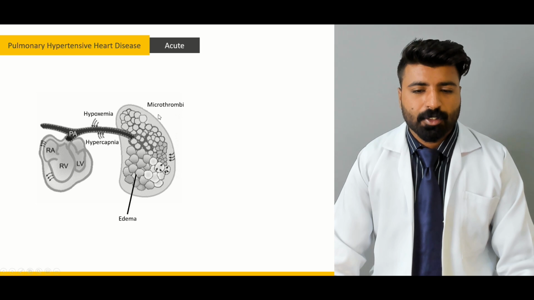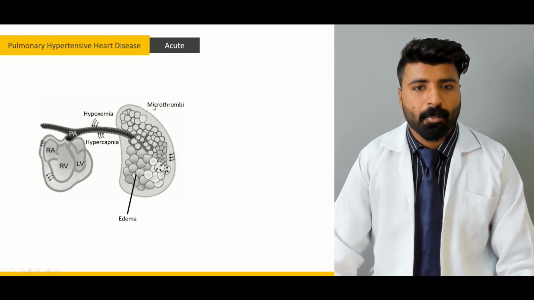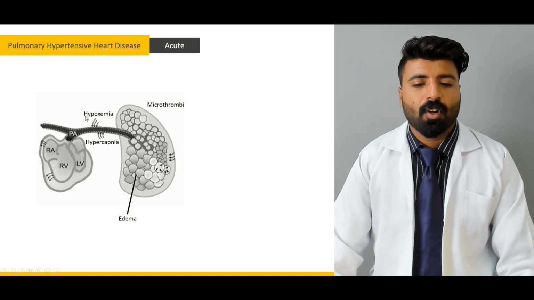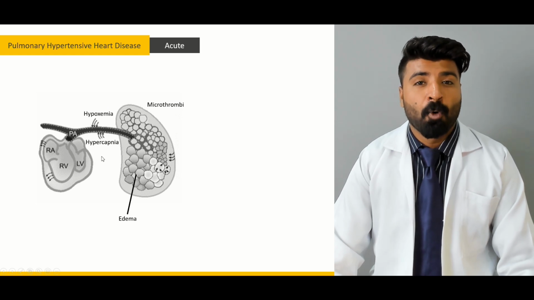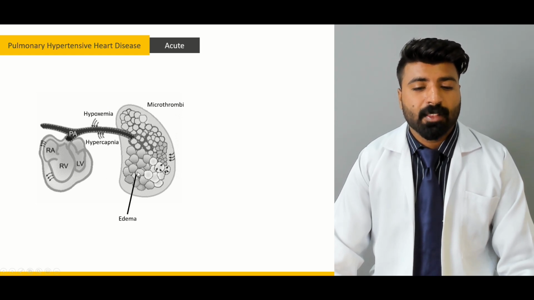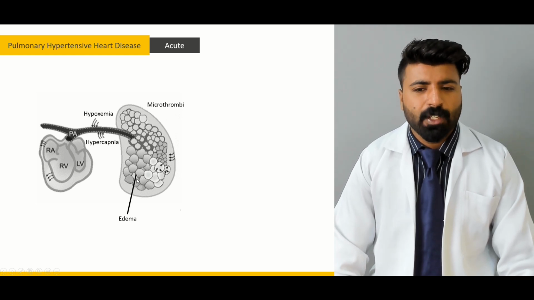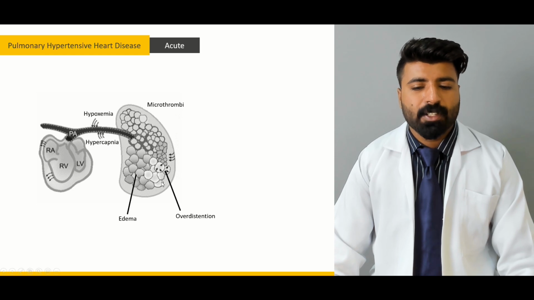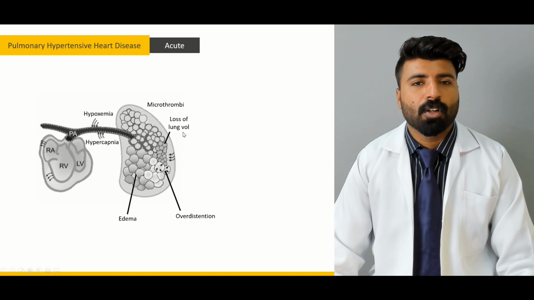You can see this led to this level because of a microthrombi. This will in turn cause hypoxemia, hypercapnia. Hypoxemia means low oxygen content. Hypercapnia means more carbon dioxide content. And this will lead to edema because more and more fluid will be leaking through, and over distension of some cells, and loss of lung volume.